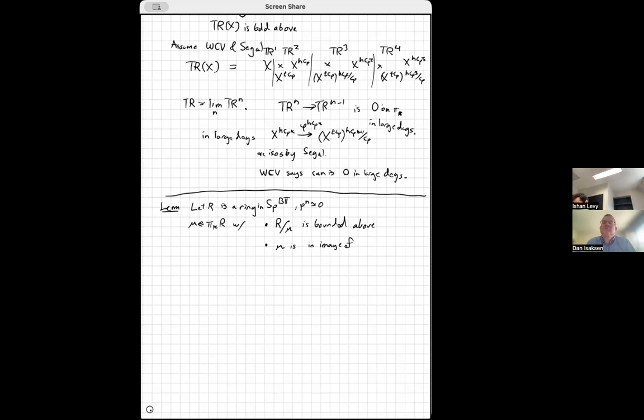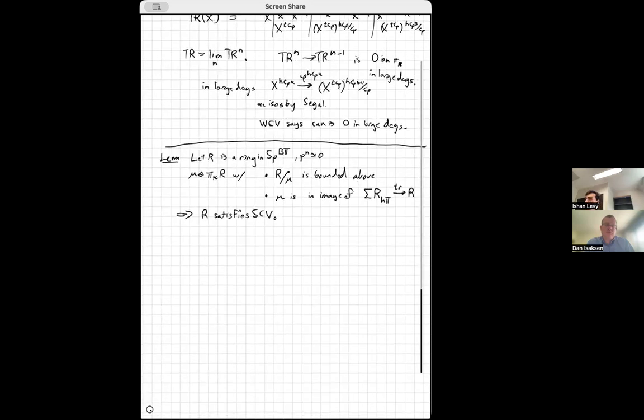So there's a transfer map from, you can take the suspension of R and then you take the orbits by the circle acting on that. And there's a transfer map to R. And if mu is in the image of this transfer, that's the second condition we want, then the conclusion is that R satisfies strong canonical vanishing. Okay. This is a nice way to tell when you have strong canonical vanishing. So here's the reason it's true.